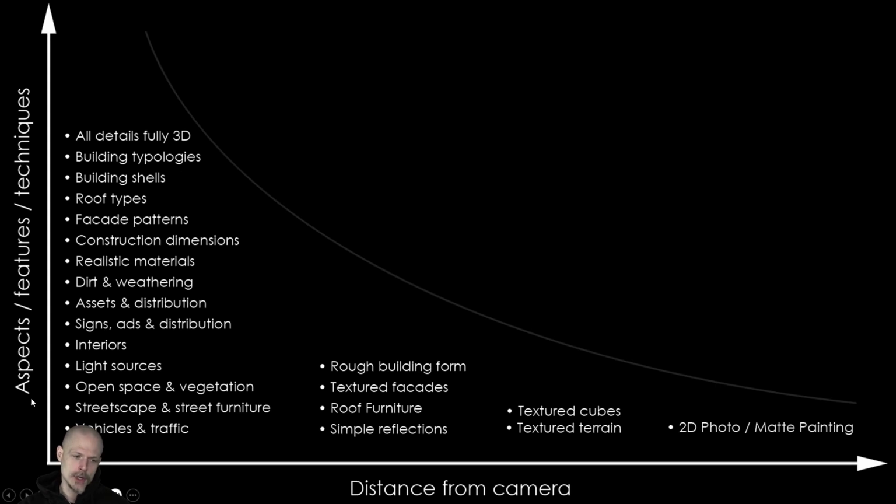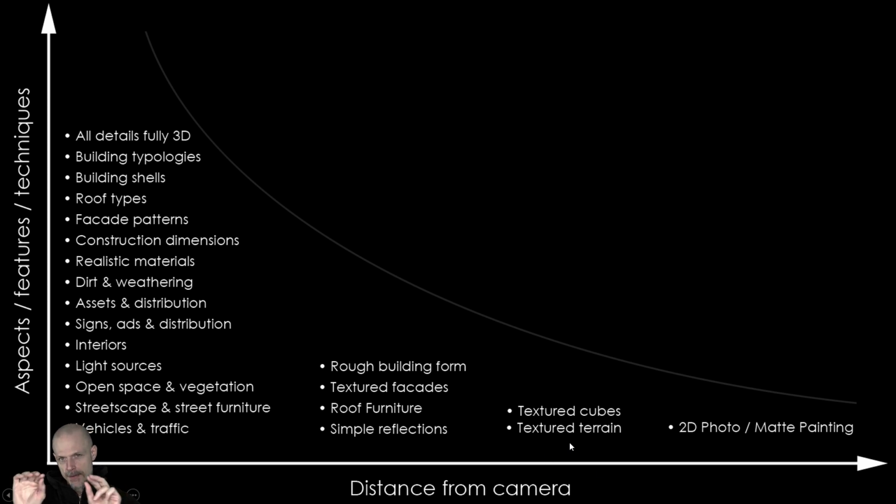So the chart shows the features that you have to build on the vertical axis. On the horizontal axis, the distance from the camera. So let's say you have just a shot that looks at a very large scale environment and just moves slightly over. You can do this perfectly fine with just a 2D photo or some matte paintings and maybe 2 or 3 layers layered behind each other in a kind of 2.5D projection. And it can look absolutely photorealistic.